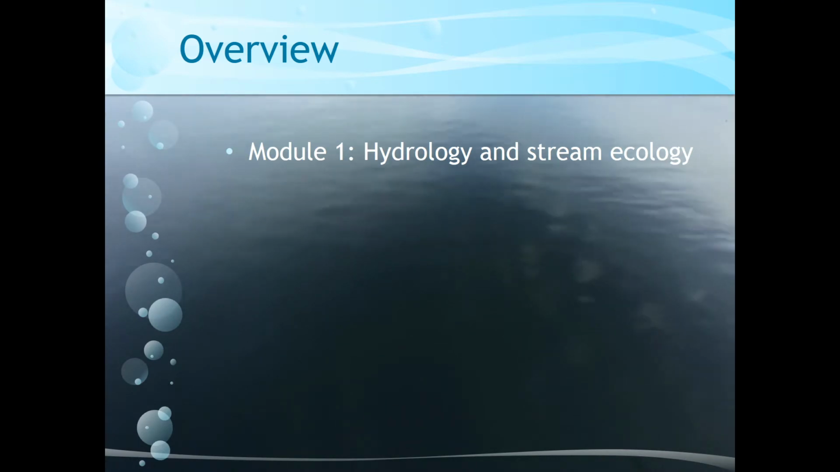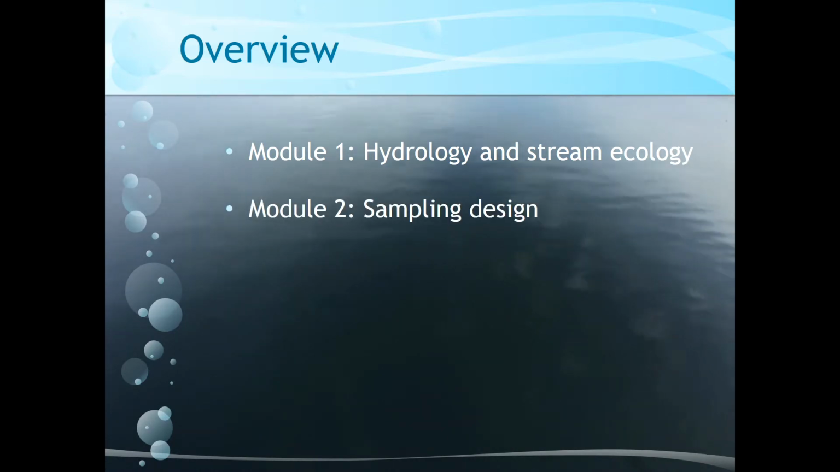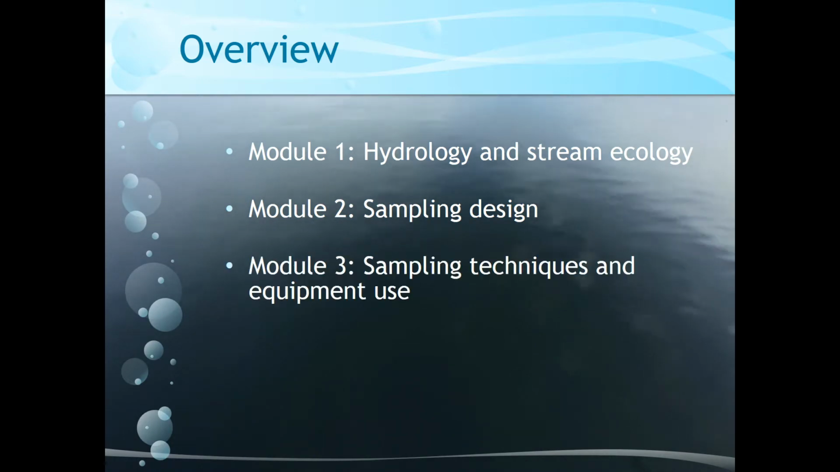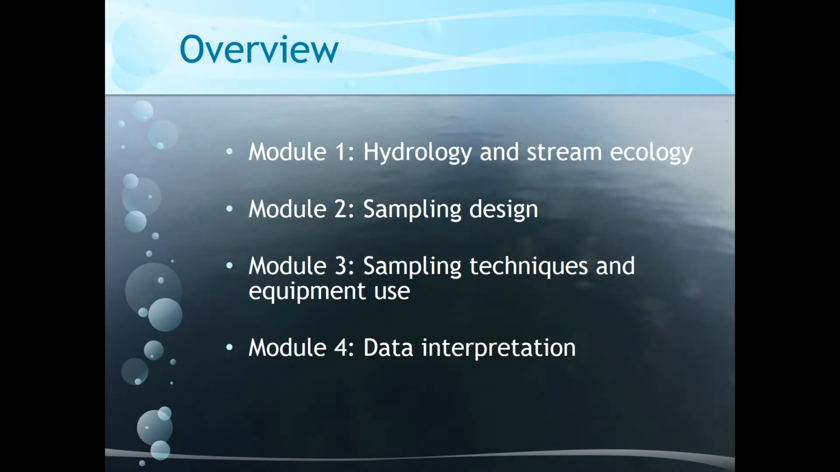Module 1 will introduce basic concepts and vocabulary related to hydrology and stream ecology. Module 2 will discuss elements of proper sampling design that will put into practice many of the principles from Module 1. Module 3 will discuss and demonstrate various techniques used in Florida's Stream Bioassessment Program. And finally, Module 4 will discuss how to interpret the results of the data you and others collect and what it means about the health of these systems.